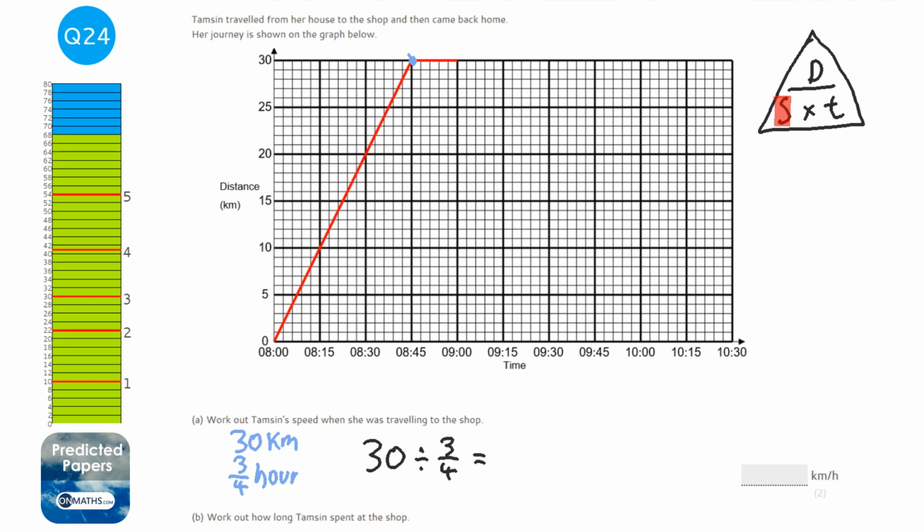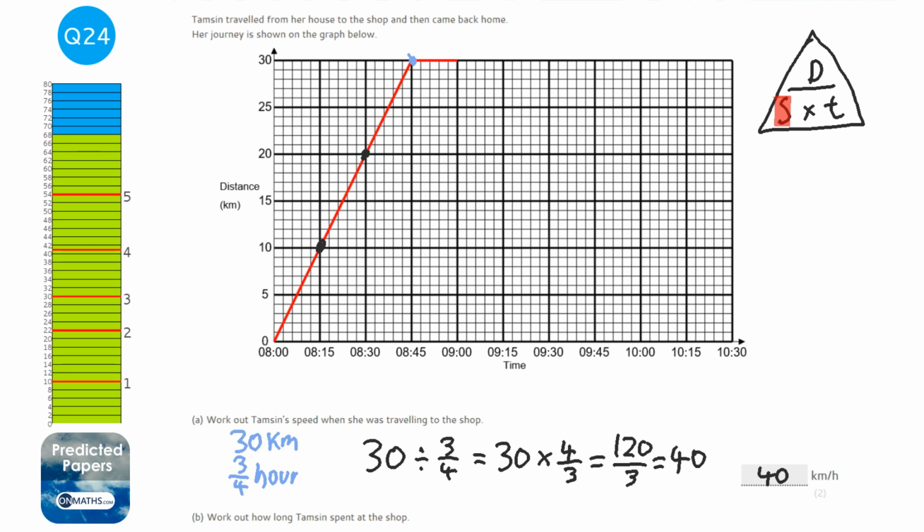Now with this, when we're dividing fractions, we do same change flip, so keep the 30 the same, times 4/3. 30 times 4 is 120, and 120 divided by 3 is 40. Now a different way you could have worked this out is just have a look. It's going up 10 for every 15 minutes. So if we had another 1/4 of an hour to make a full hour, then it would go up to 40. So it's 40 kilometres per hour.